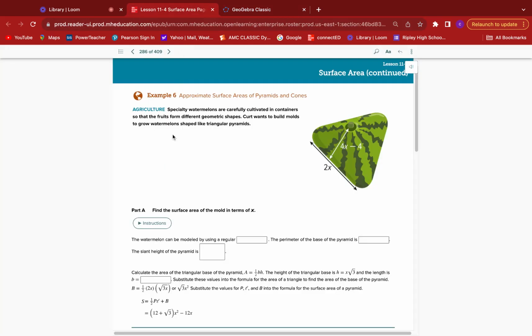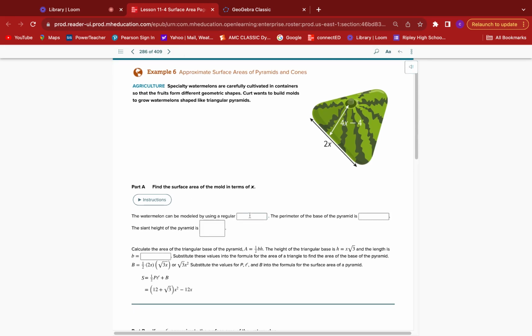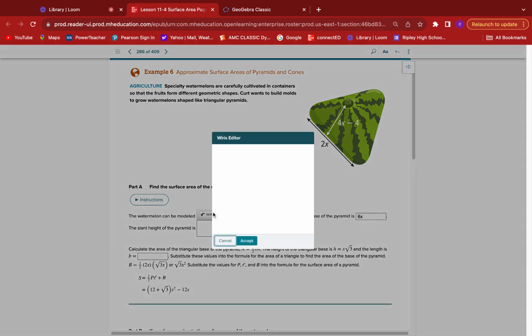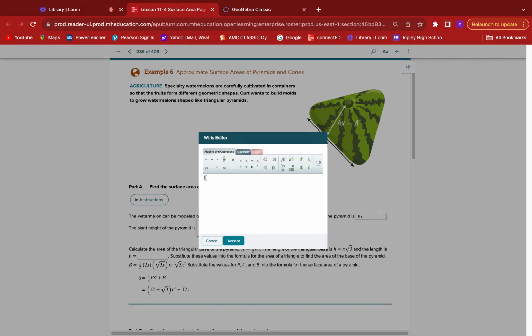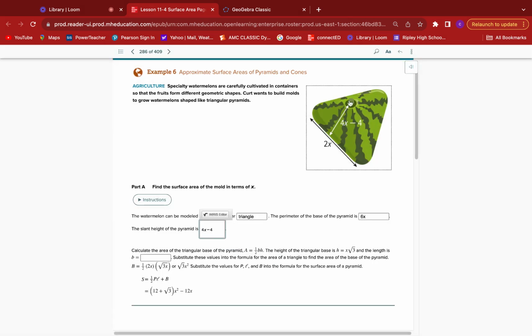Okay, so back to it. Watermelon can be modeled by using a regular triangle, which I just talked about. The perimeter is 2x plus 2x plus 2x, or 2x times 3, and that's 6x. All right, the slant height is the 4x minus 4. Oh, okay, my bad. 4x minus 4. Right, so that's your slant height.